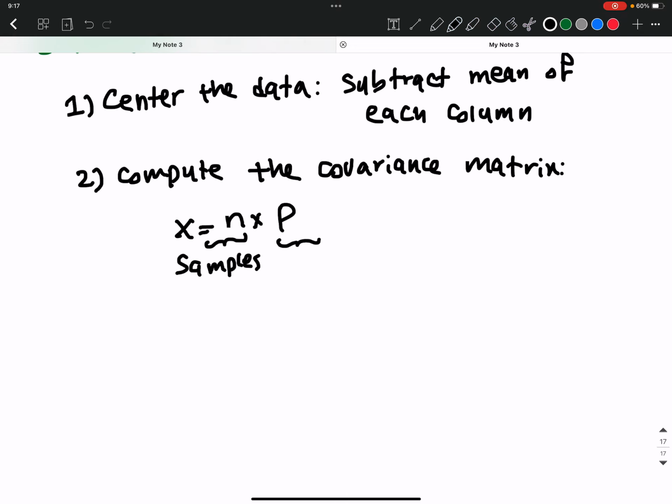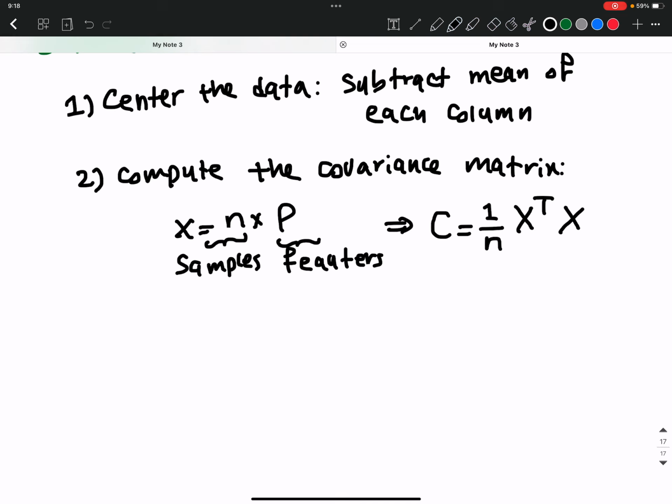And p is the number of features. Okay? So now, the covariance matrix is as follows. The covariance matrix would be C, which is 1 over n, X transpose, the transpose of that matrix, times itself. So this gives me a covariance matrix.